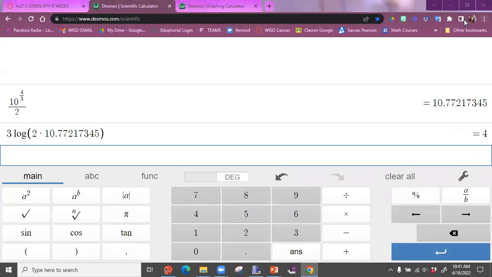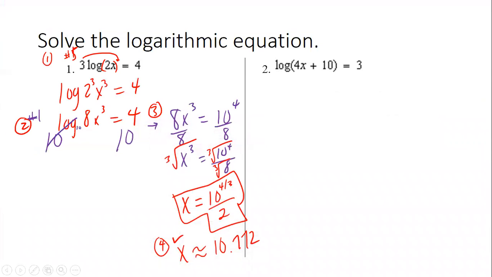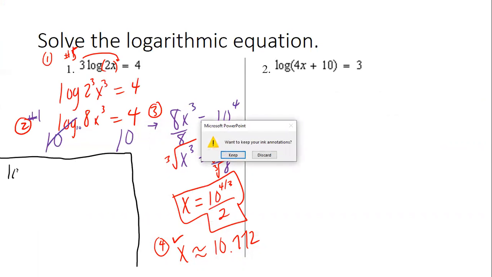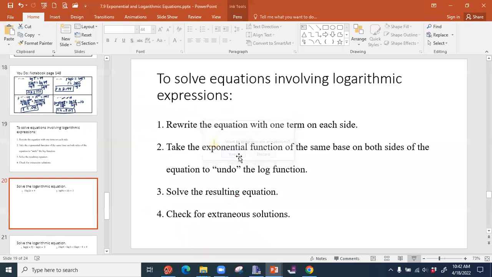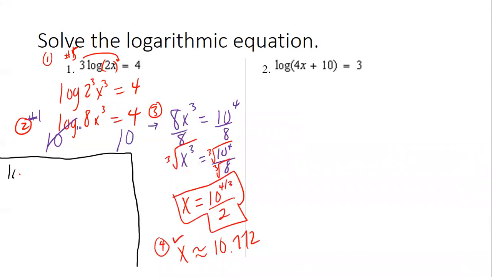All right. Now, what I wanted to tell you is that, remember I told you there's more than one way of going about this problem. So I'm just going to do it really quick in this little space right here. If you chose to divide by 3 first, you would have been left with log of 2x equals 4 divided by 3. Then you would have taken the 10, canceled out, and you would have been left with 2x equals 10 to the 4/3 divided by 2.